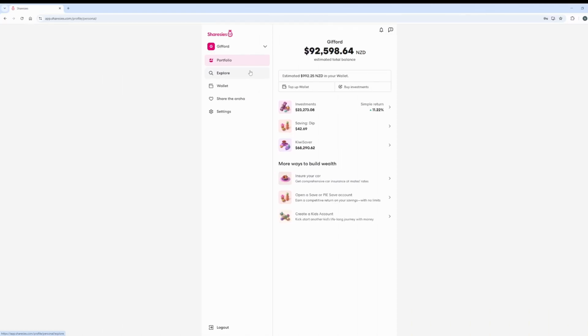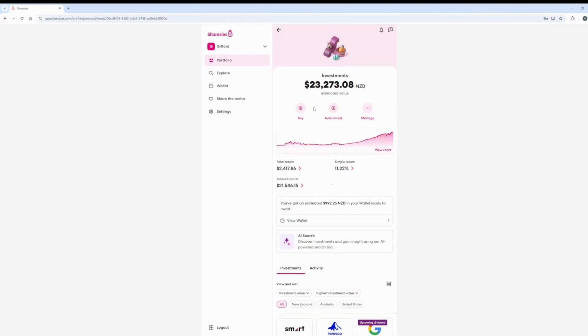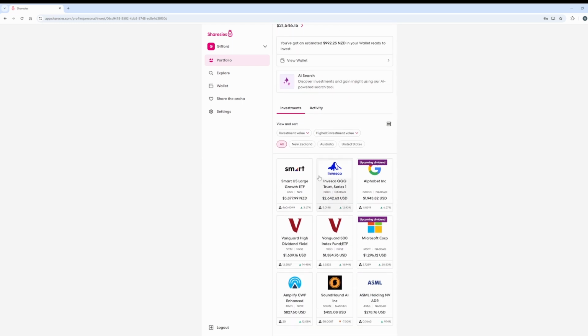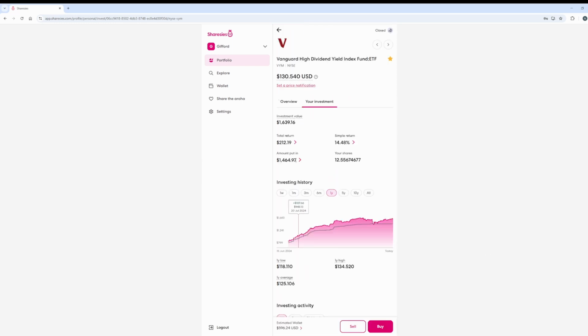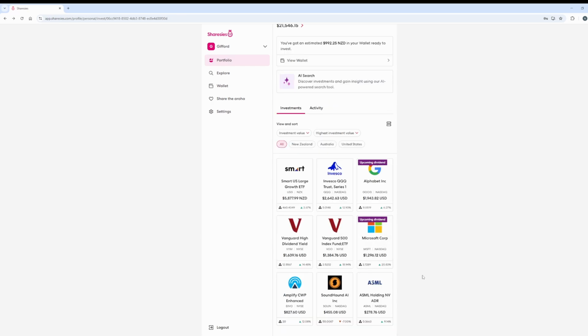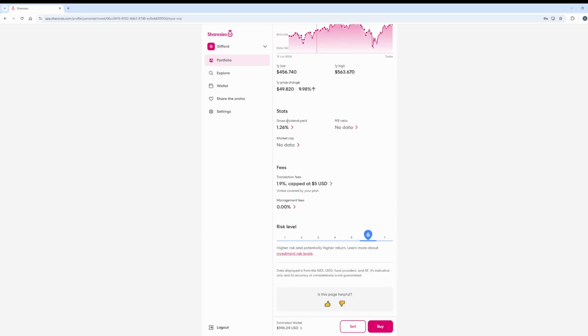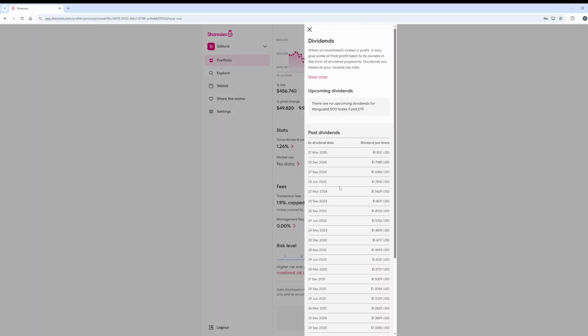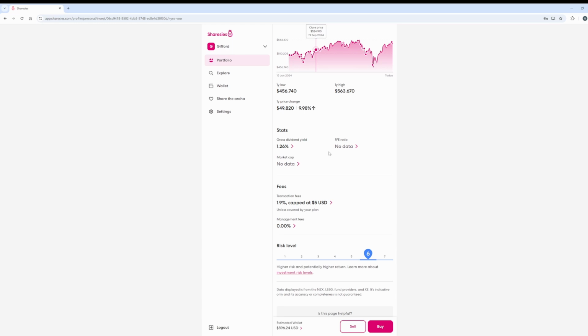Going back into Sharesies really quickly, you can go to investments and have a look at one of the dividend stocks. Go to VYM. Actually, let's do something different. Let me pick a different one. Let's go with VOO. What's the dividend? The gross dividend for VOO is 1.26. We click on that, and here are the dividend payments that they give you.